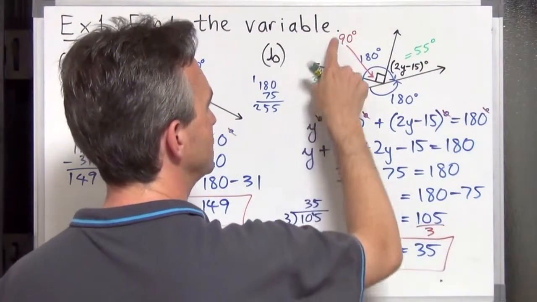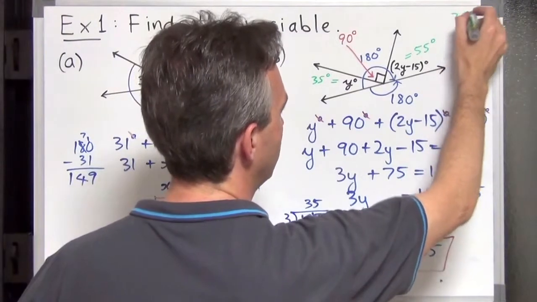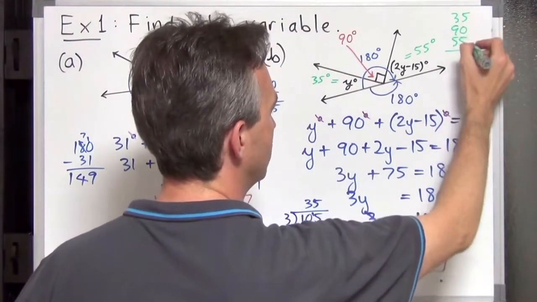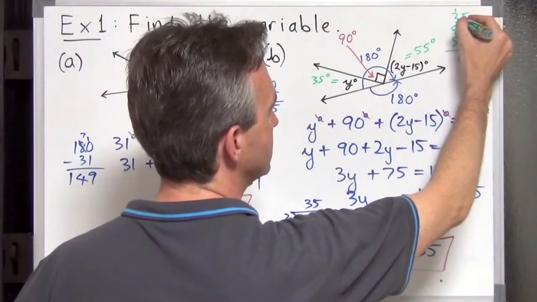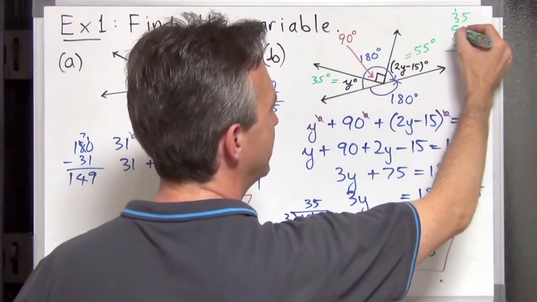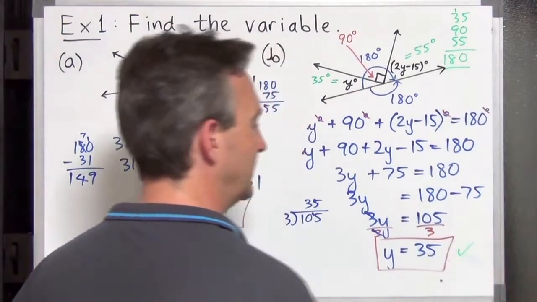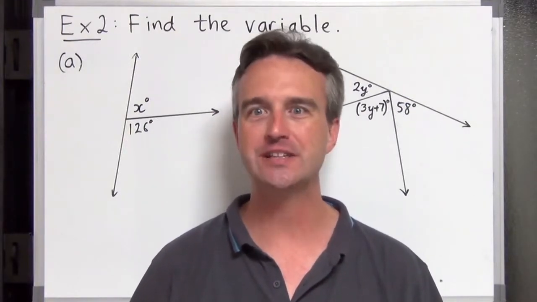So are these three angles supplementary? Let's add them and check. 35 plus 90 plus 55. 5 plus 5 is 10, carry the 1. 3 and 1 is 4, plus 9 is 13, 13 plus 5 is 18. 180, looks good to me. Are you feeling confident with straight angles now? I hope so. It's now your turn.